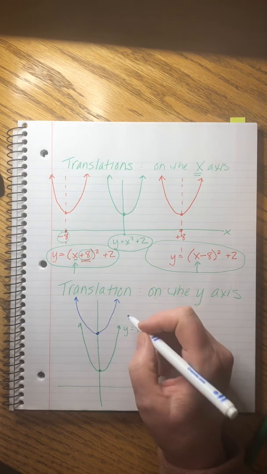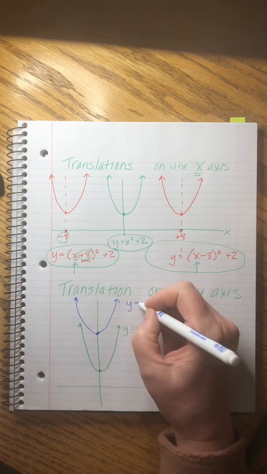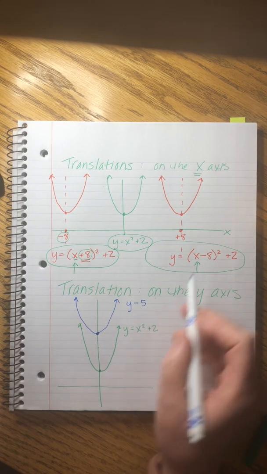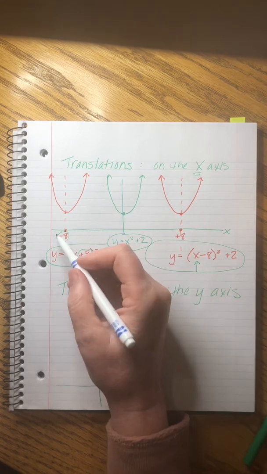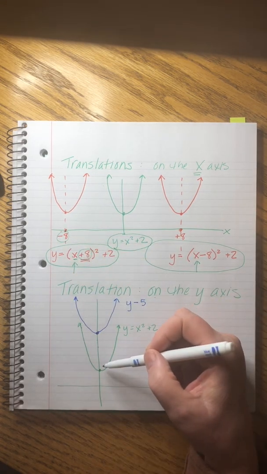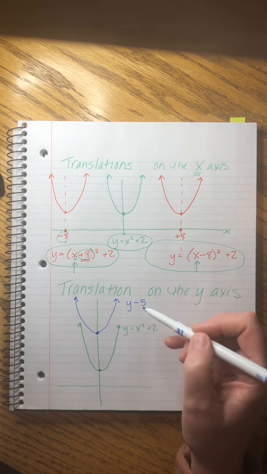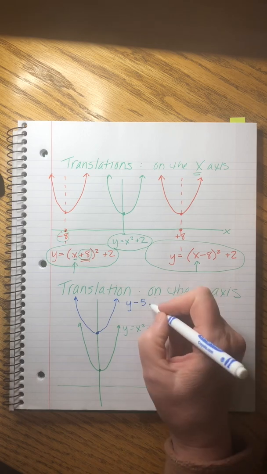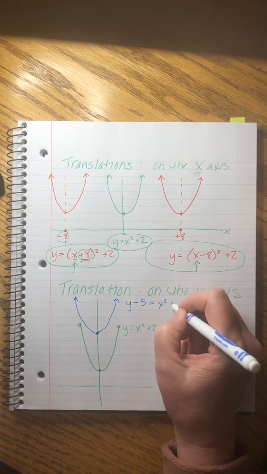What we're going to do is say y. Again, we use the opposite sign, right? Here we used the negative to move in a positive direction, and we used the positive to move in a negative direction. We're doing the same thing, but this time, because we're moving it on the y-axis, we're making the adjustment to the y rather than the x. So it's y minus 5 equals x squared plus 2.